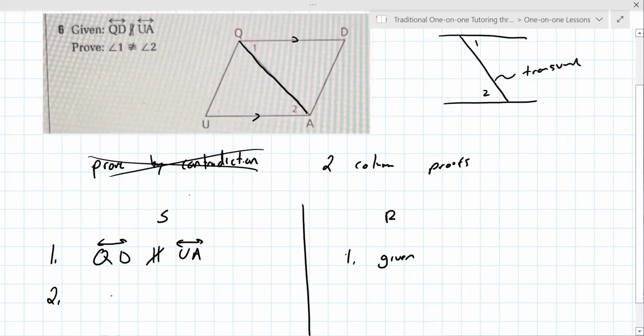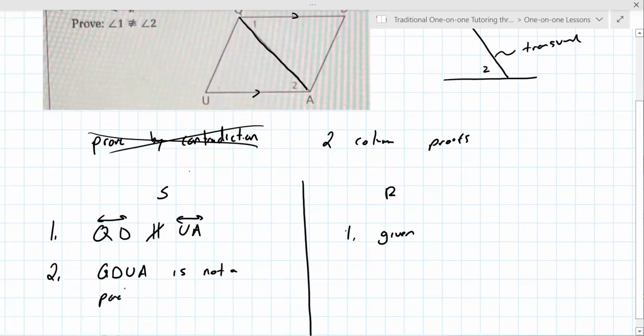I guess these aren't even in alphabetical order, but I would say something like QDUA is not a parallelogram. Okay. Have you done any proofs like this in class where you've done a not situation? I was absent for this lesson, but before that we haven't. Okay. Yeah, again, this is a little bit odd.